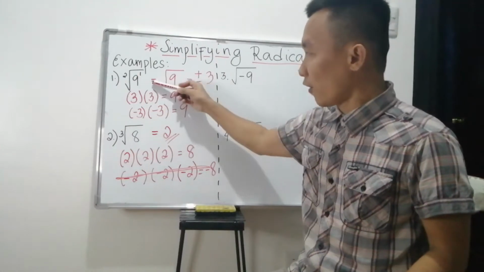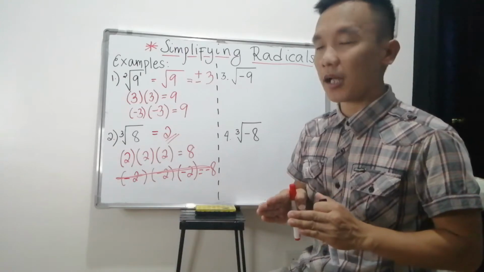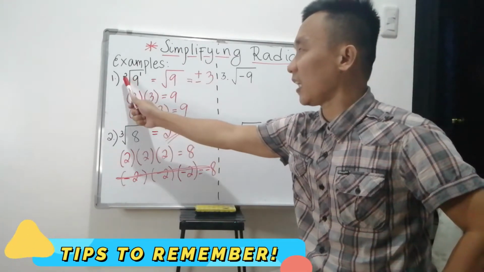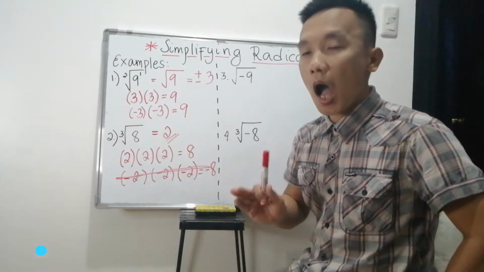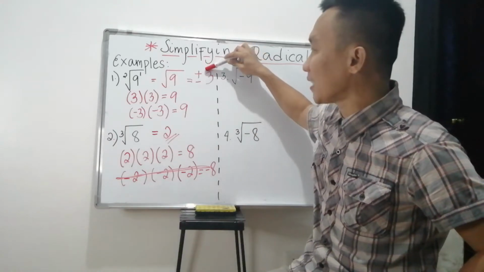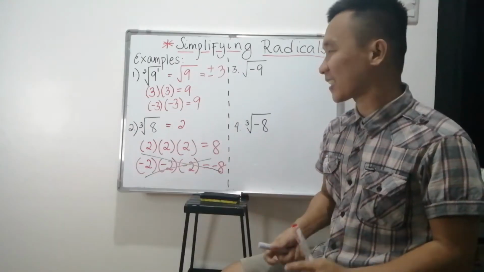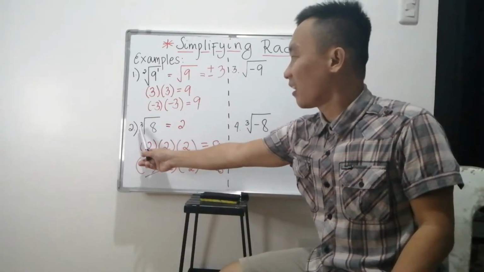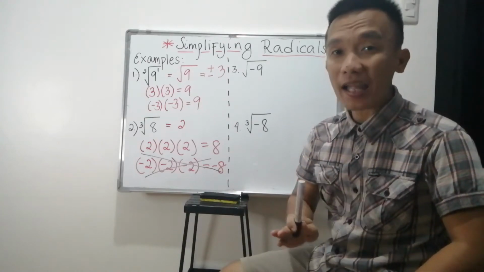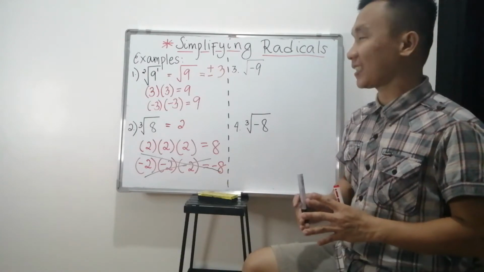So comparing the first and the second example, we can now generate a conclusion. If we have an index that is an even number, our radicand will have an answer that is a positive and a negative answer. Whereas if we have an index that is an odd index, we will only have one answer. So let's have our third example.